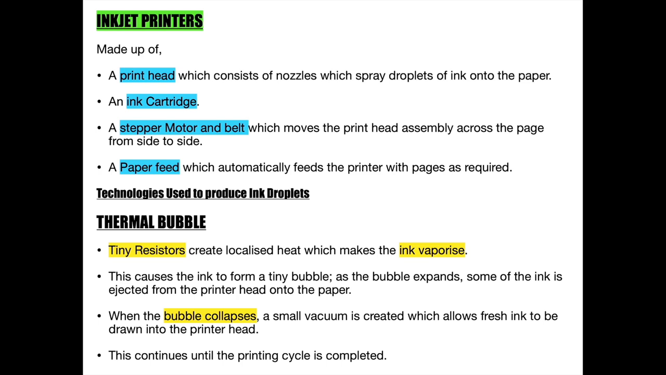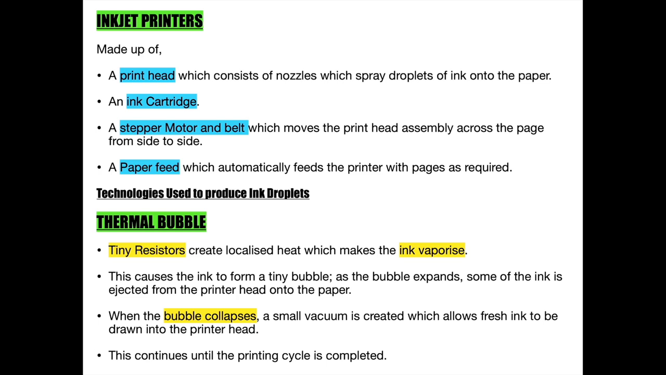Moreover, there are two technologies which have been used to produce ink droplets. These technologies are named thermal bubble and piezoelectric. Let us start off the discussion with the thermal bubble technology. In this technology, tiny resistors are used to create localized heat which makes the ink vaporize. This causes the ink to form a tiny bubble. As the bubble expands, some of the ink is ejected from the printer head onto the paper. When the bubble collapses, a small vacuum is created which allows fresh ink to be drawn into the printer head. This continues until the printing cycle is completed.